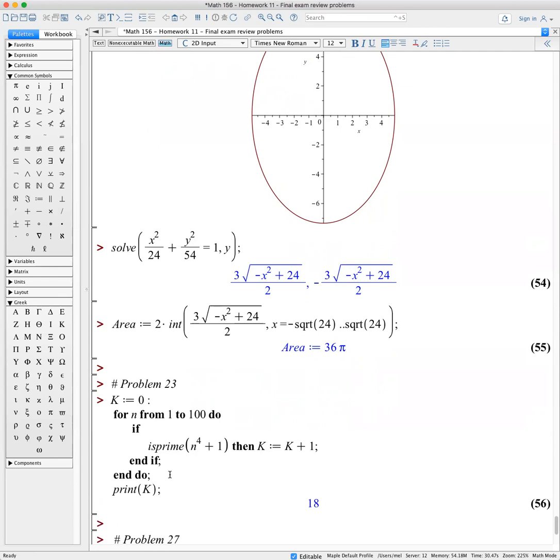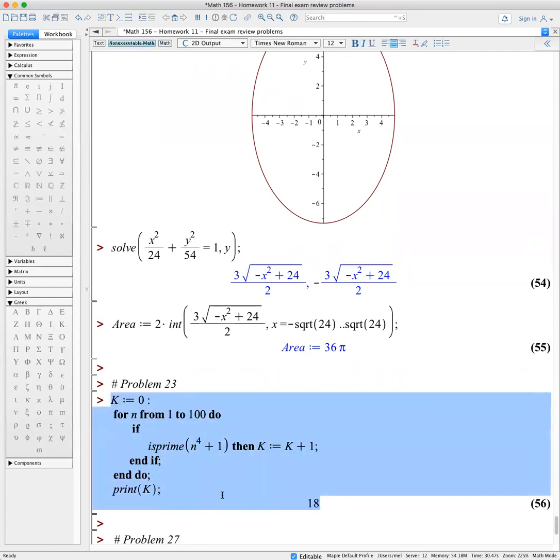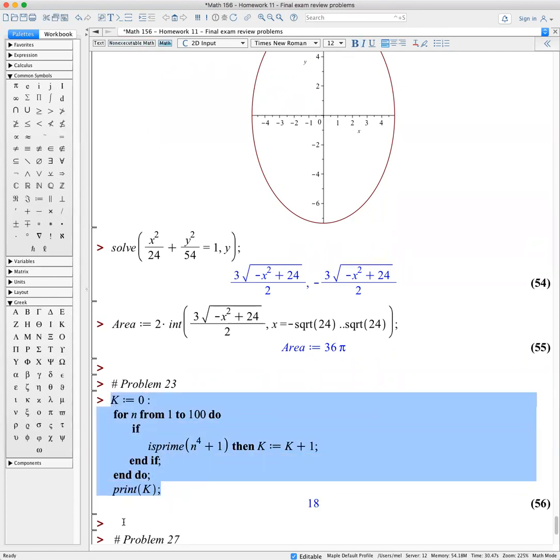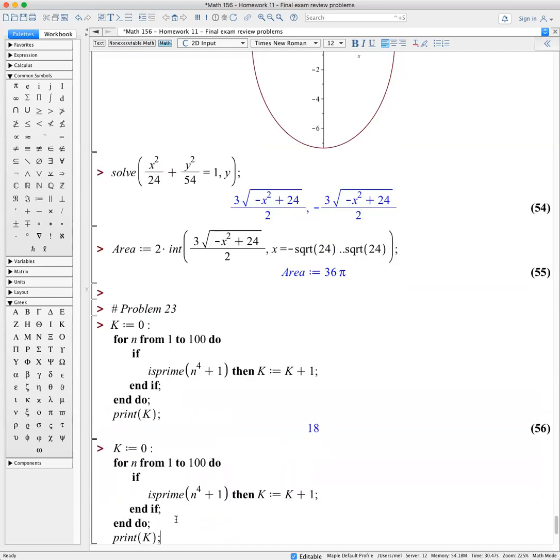So as n goes from 1 to 100, n to the fourth plus 1 is prime exactly 18 times. If I was curious to know what these primes were, I could change the program.